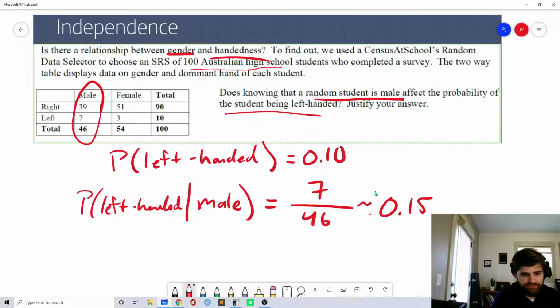So it looks like there is a difference, right? The probability of any student being left-handed is about 10%. The probability of being left-handed, given that you're male, is about 15%. Those probabilities are not the same, and they're fairly different, so it does seem like there is some effect. If we know that a student's male, it affects our ability to predict if they're left-handed. It looks like they're a little more likely to be left-handed if they're male, based on this data.